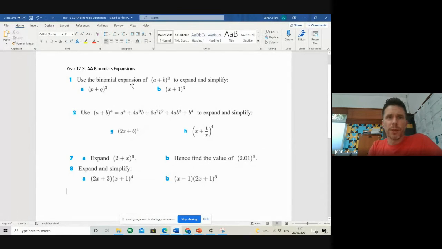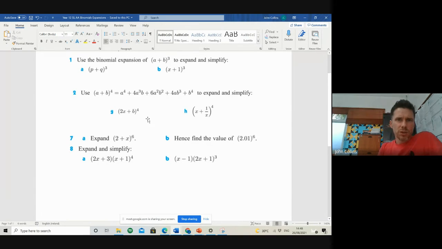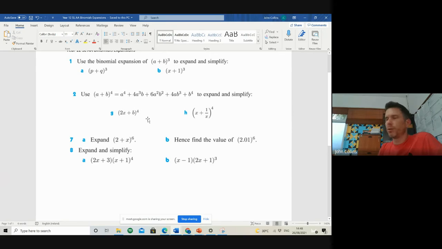All right, so the first question, use the binomial expansion of a plus b cubed. That's the third line binomial. This should be pretty easy. So instead of a and b, just use p and q. Instead of a and b here, use x and 1. That should be pretty straightforward. This is a bit like the question we just did. Use this line, so they've written out the line for you to expand and simplify this. So once again, substitute in, just like we just did. This would be a little bit trickier because it's got this 1 over x, but I'm sure you're able to do it. So question 1 and 2 should, I would imagine, be pretty straightforward.